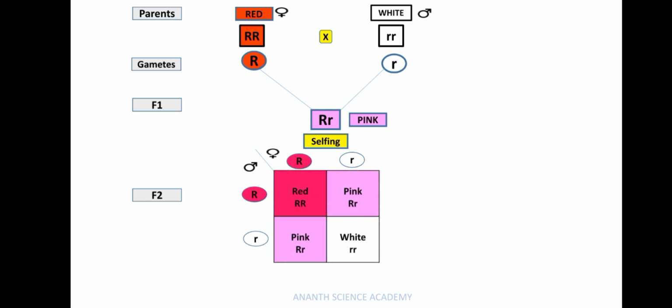Here you can see red, pink and white colored flowers are produced in the ratio of 1:2:1. This phenotypic ratio is a deviation from the Mendelian monohybrid cross where it was 3:1. Here 1:2:1. If you see the genotype, that ratio is also here 1:2:1.